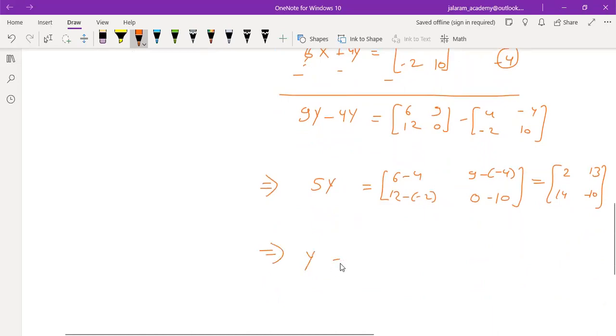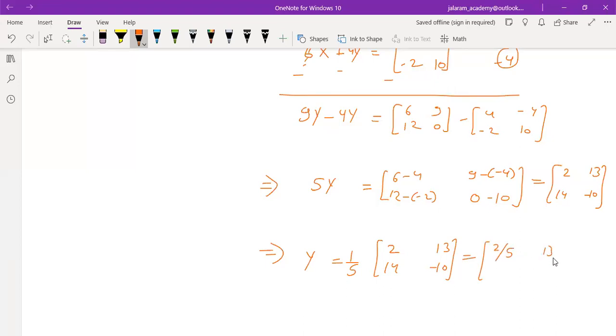Now, if we find y, we have to divide by 5, means 1 by 5 into 2, 13, 14, minus 10. So this 1 by 5 will multiply all the elements: 2 by 5, 13 by 5, 14 by 5, minus 2. So this is the value of y.